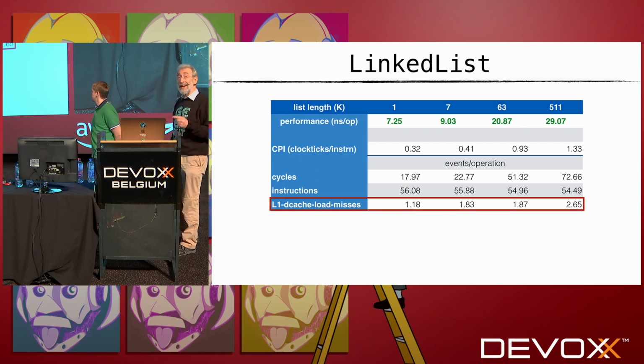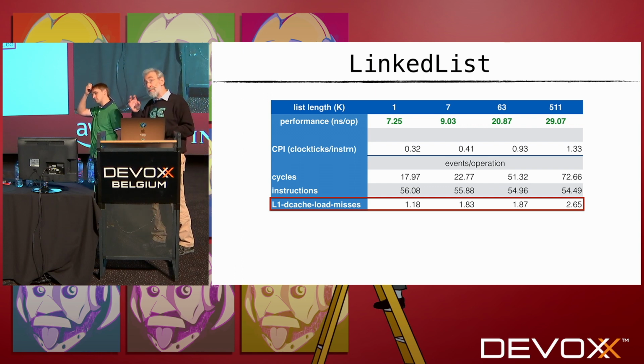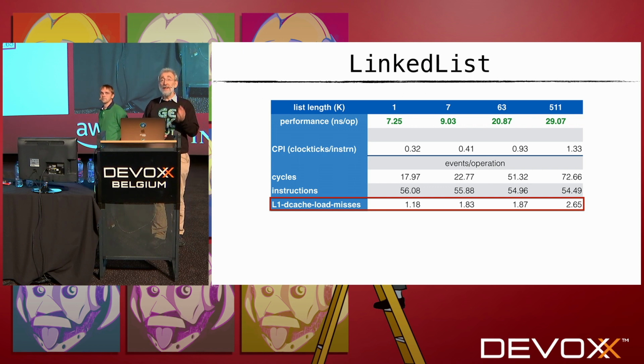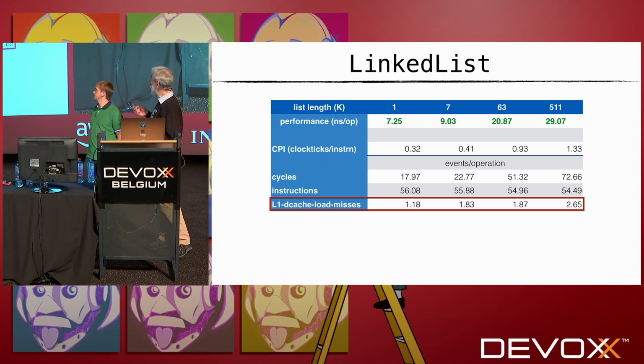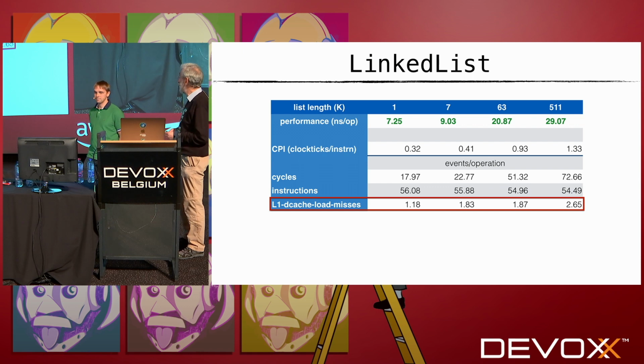As the list gets longer, the caches get filled up, and they have to keep on being refreshed. We're jumping around in the memory, exactly as Dmitry said. The hardware can't detect a pattern in the way that memory's being accessed, and so we're getting a lot of cache misses. And you're thinking, wait a minute, how many? This is not that many cache misses. Still, it's two cache misses per operation.